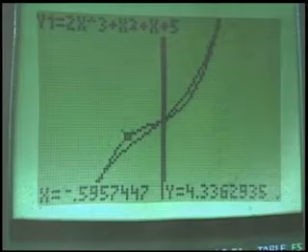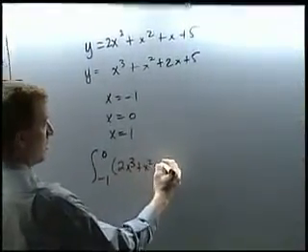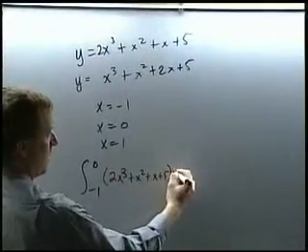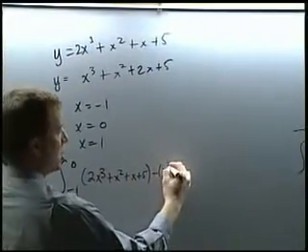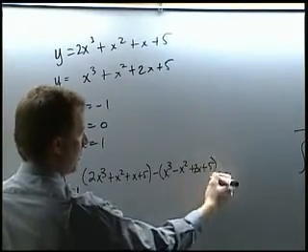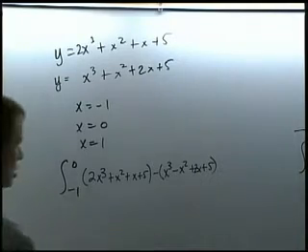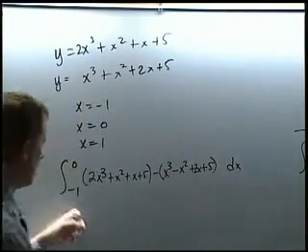So from -1 to 0, I need to take the 2x cubed function minus the 1x cubed function. I don't know if I got it all copied down right, but I think you get the idea. Take the 2x cubed minus the x cubed function. And I would set that up, and if I did this calculation, I would find the area between -1 and 0.